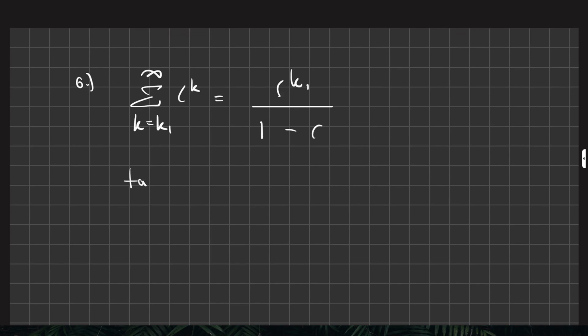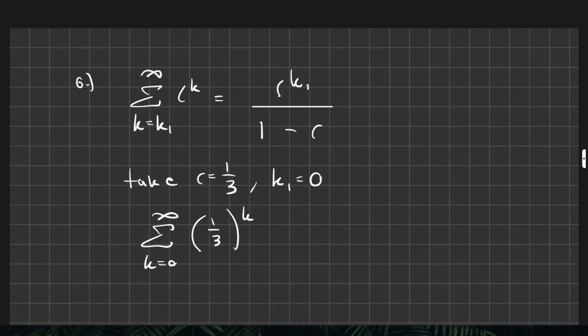So let's take r to be 1/3, and we'll consider k1 to just be 0. So we just have the sum from k equals 0 to infinity of 1/3 to the kth power, which would be just 1 over 1 minus 1/3, which is 3/2.